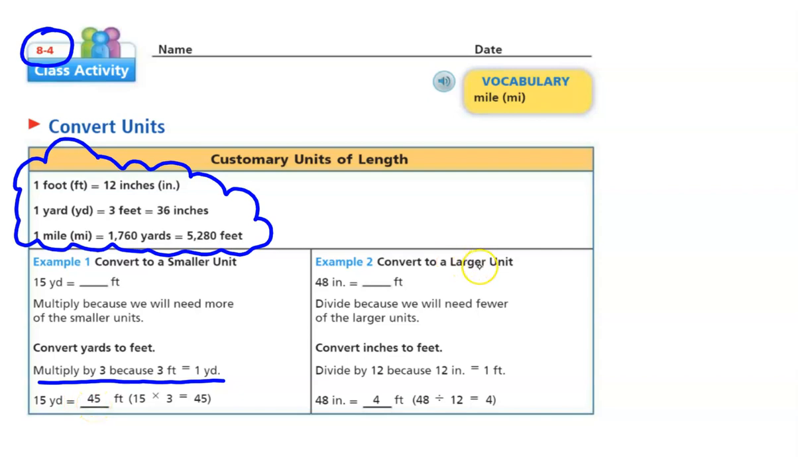You can also go the opposite way. If you had inches to feet, well, inches are much smaller and feet are bigger. So because of that, this number is going to be smaller, which means you're going to divide it. So you're going to take your 48 and divide it by 12, because there are 12 inches in a foot.